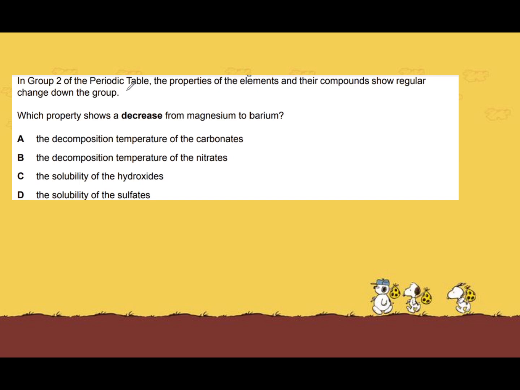In group 2 of the periodic table, the properties of the elements and their compounds show regular change down the group. Which property shows a decrease from magnesium to barium? The correct answer is D, because the solubility of group 2 sulfates decreases from magnesium to barium, while the thermal stability of carbonates and nitrates and the solubility of hydroxides all increase down the group.